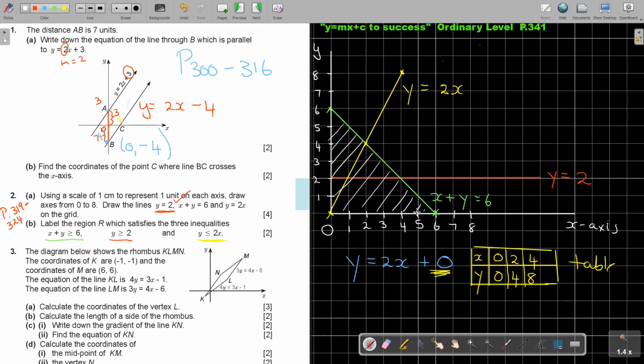Okay, then the next one. This is the red, this is the line y equals 2. It's referring to that line. So now I say bigger. So bigger is up. That's the wanted. But I shade the unwanted, the other side. So I'm shading this side.